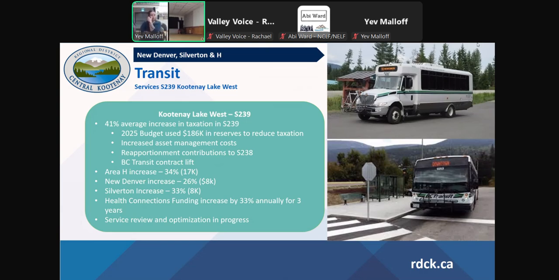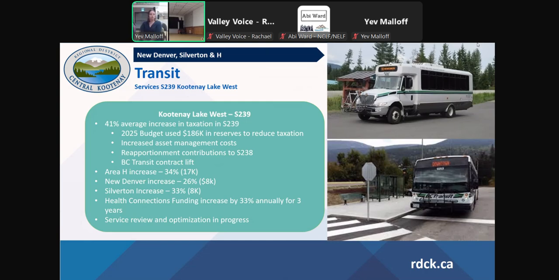Some reapportionment basically said S239 service needs to pay into S238. So some of that increase is funded by that, as well as BC Transit has increased the cost of providing the service. So the regional district doesn't run its own buses. It contracts through BC Transit. And this is a reminder that the provincial government covers roughly half the cost for BC Transit providing that bus service. The rest is covered mostly through taxation and a bit through ridership fees.